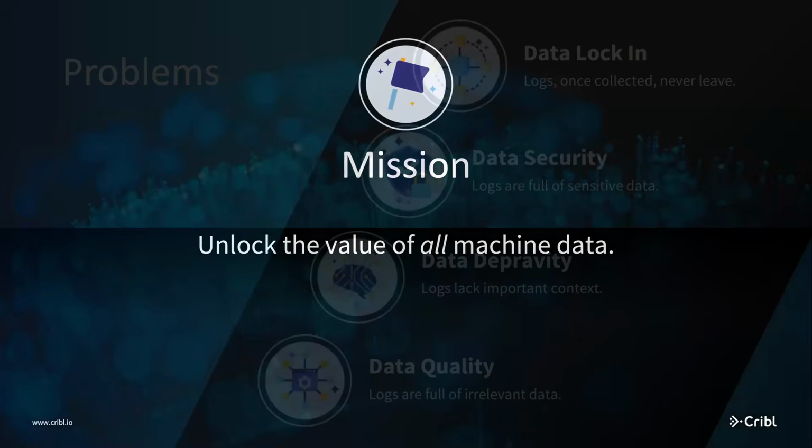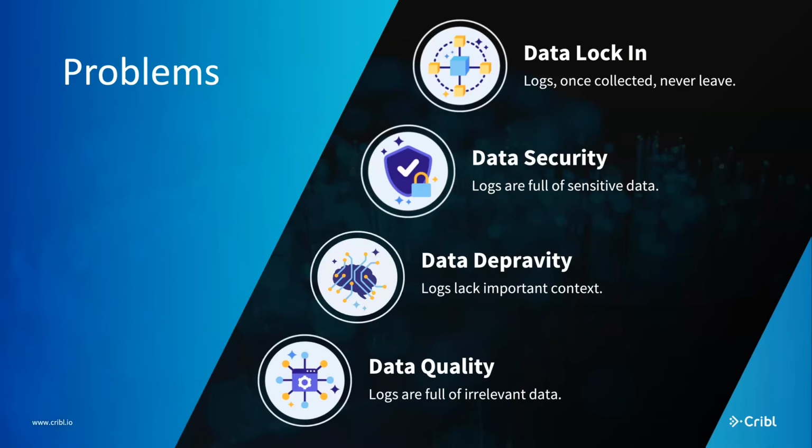And there are 4 key problems that we help address in the marketplace. The first is lock-in. If you have an existing ingestion pipeline full of agents from a vendor like Splunk or Elastic, those pipelines are proprietary, and if you want that data to go anywhere else, you're kind of out of luck. And that's problem number 1 that we help address. Problem number 2 is that oftentimes this data is full.